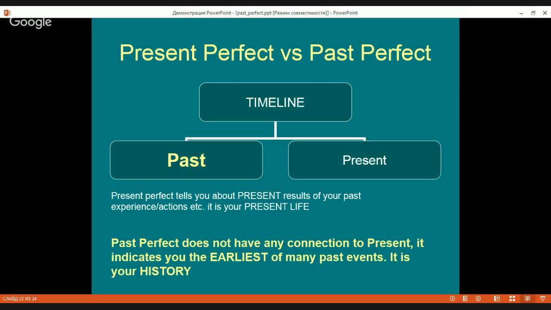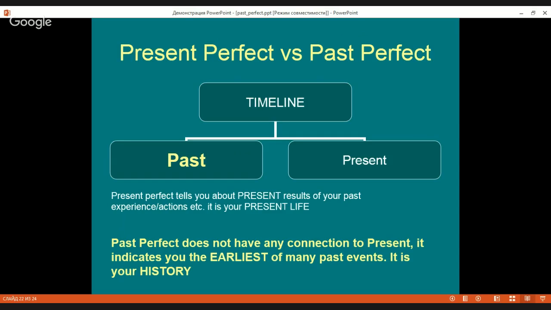First of all, we need to understand what we are talking about. We're describing our present life or we are telling a story about our past. Present perfect is called present for a reason. Even though it has its origin in the past, present perfect tells us about present results of your past experience or action, which is your present life. It's your present. But past perfect belongs to the past, belongs to the furthest corner of the past.